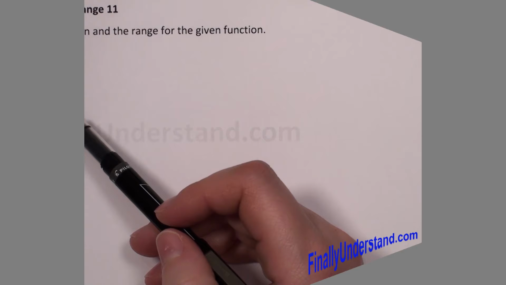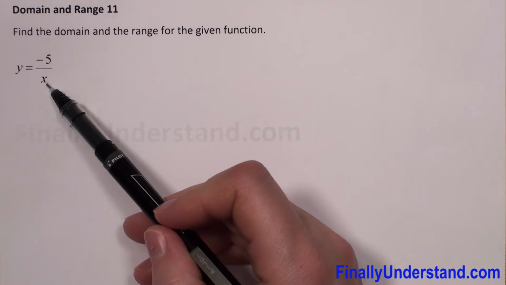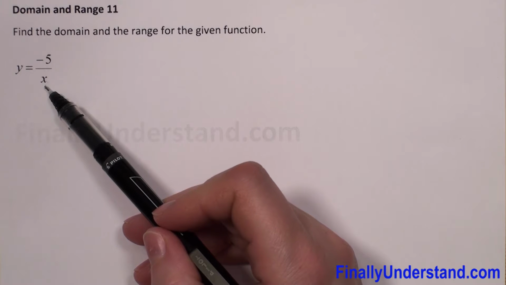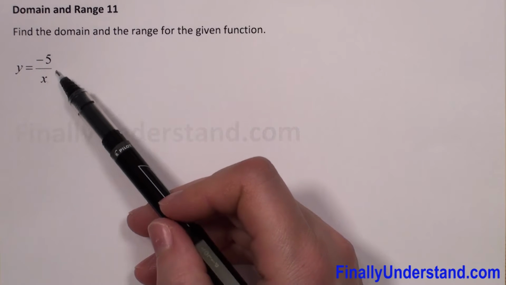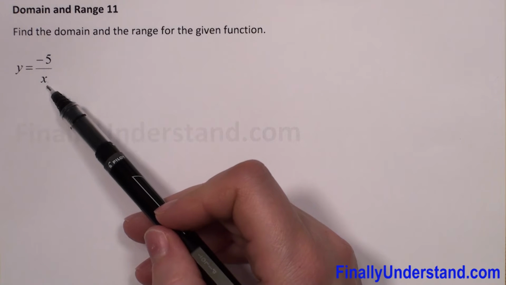First, we have to find the domain of this function. When we have to find the domain, it means we have to find all possible values of x for which the function is defined. So let's see what kind of operation we have here. We have negative 5 over x.